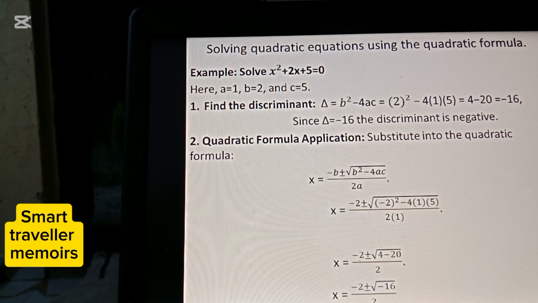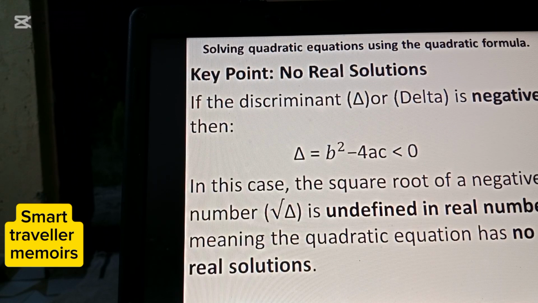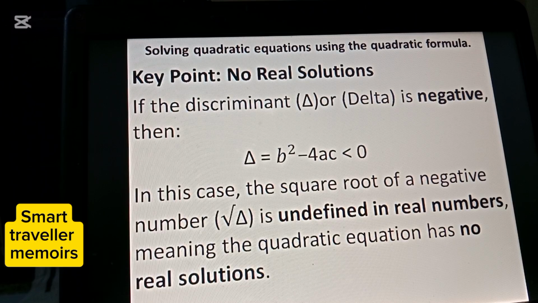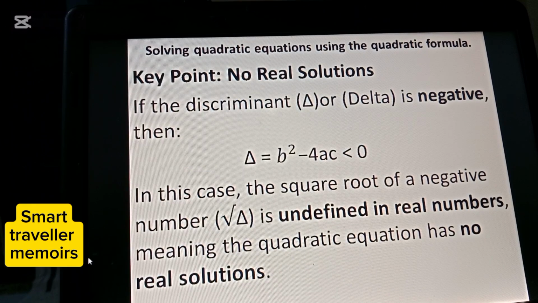Applying the quadratic formula, we substitute and end up with negative 2 plus or minus the square root of negative 16 over 2. The key point: no real solutions.